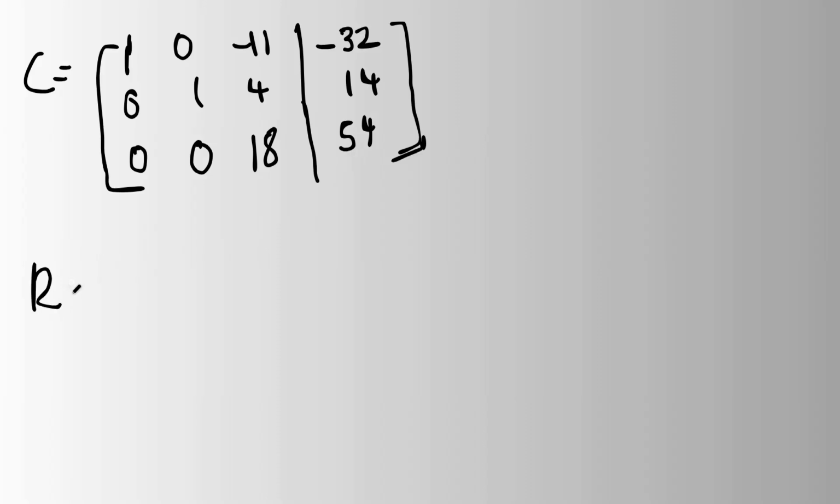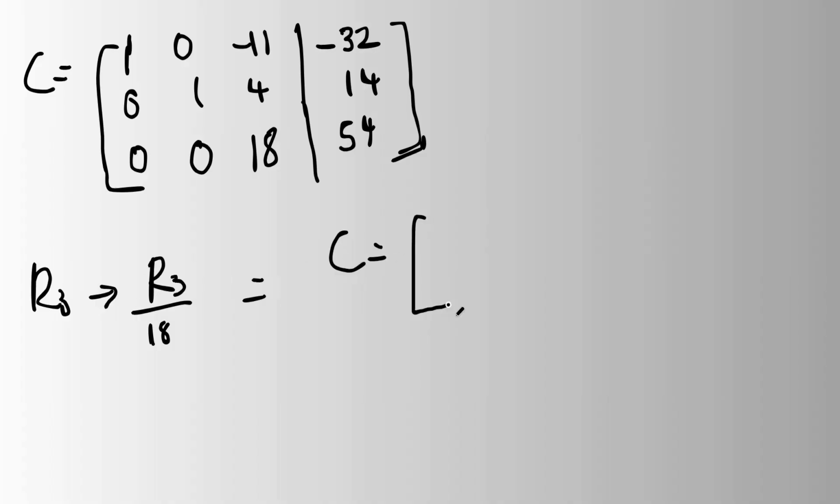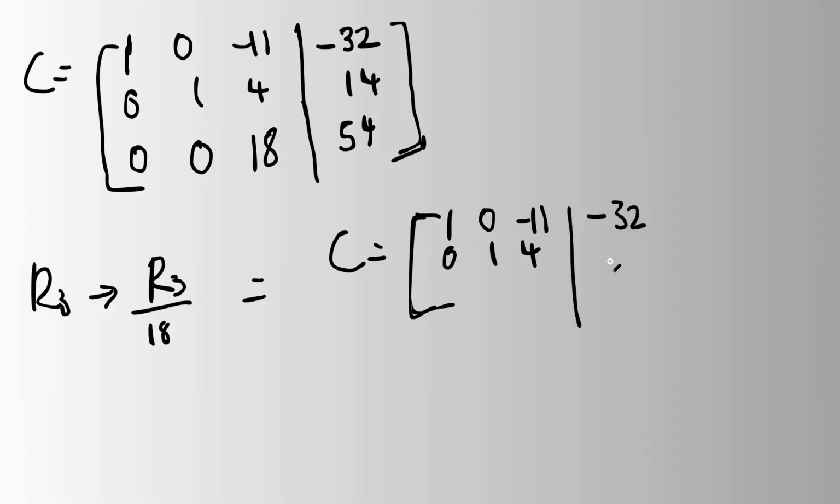Okay, so as for R3, R3 is divided by 18. Yes, divided by 18. So let's write the matrix. We just write the first and second row. So 1 0 1 0 1 4, -32 and 14 in the third column. Okay, 0 0 1 3.